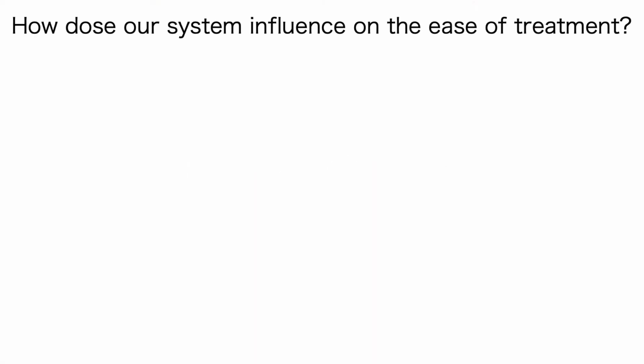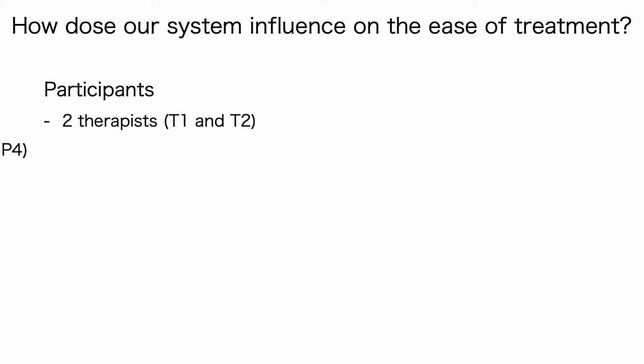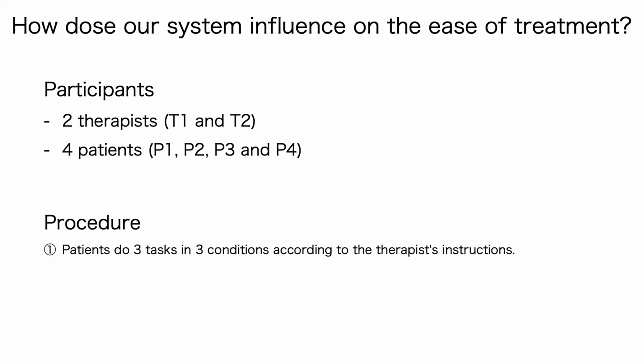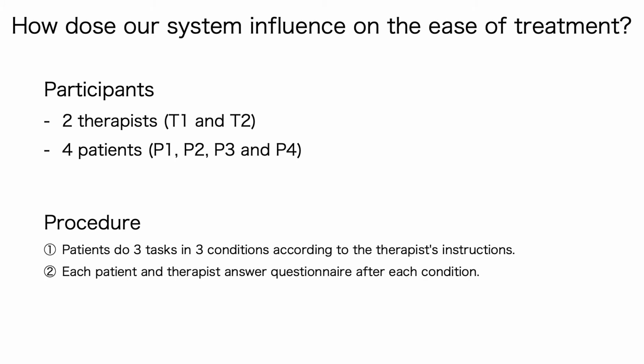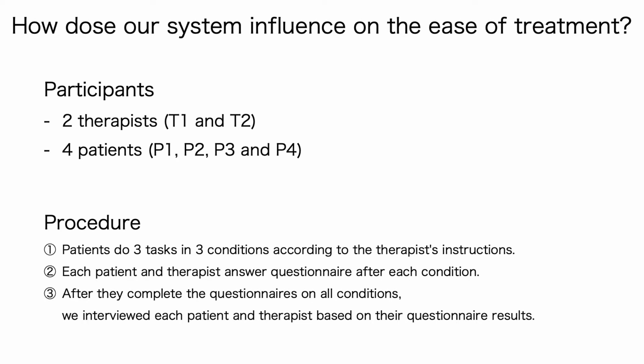We conducted a user study to evaluate how our system influences the ease of treatment. Participants are as follows. In this user study, first, patients do 3 tasks in 3 conditions according to the therapist's instructions. Then each patient and therapist answer a questionnaire after each condition. Finally, after they complete the questionnaires on all conditions, we interviewed each patient and therapist based on their questionnaire results.